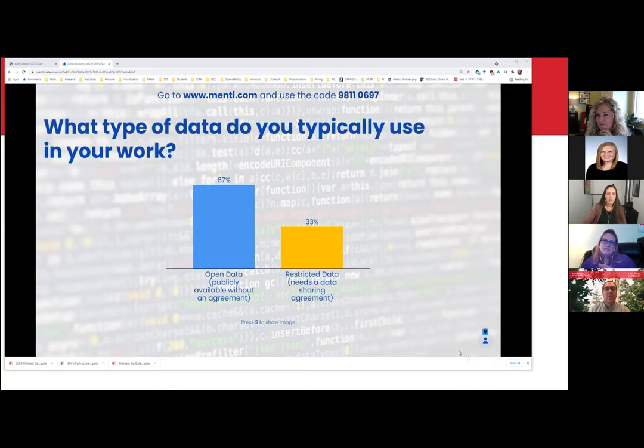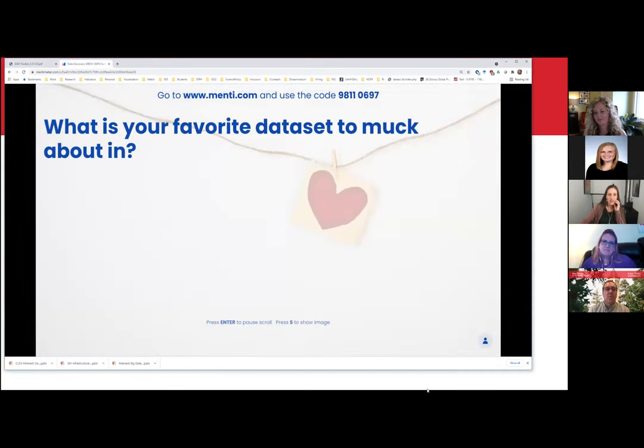Great. All right, Cass, you want to go to the next one? Just looking at the time. Yeah. And here, what's your favorite data set? Everyone has their favorite data set to muck about in. I really love to look at school level data. That's a lot of my research. That's my favorite data set to muck about in, school level analytics.